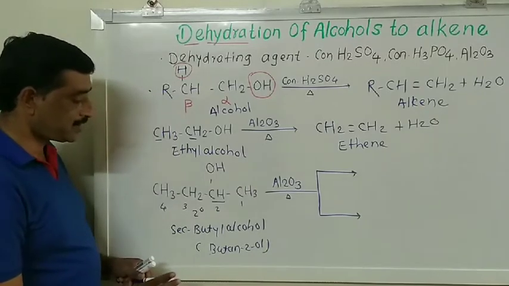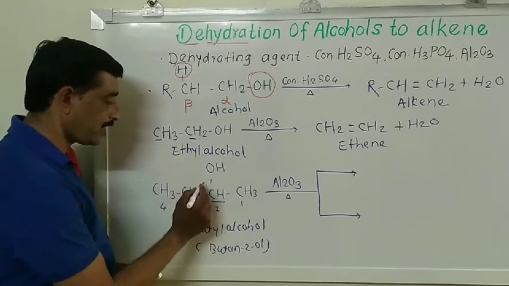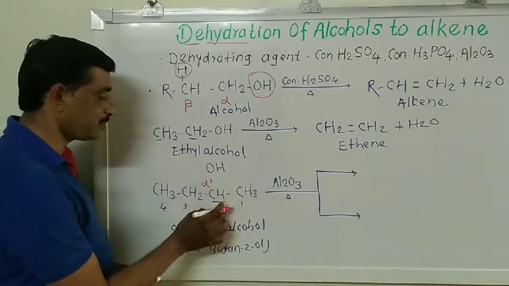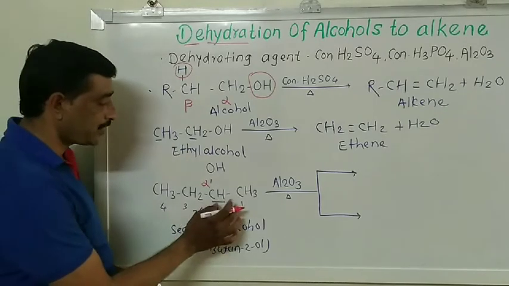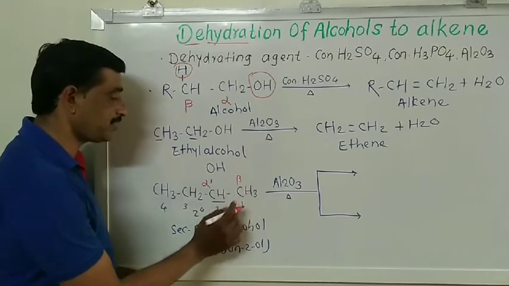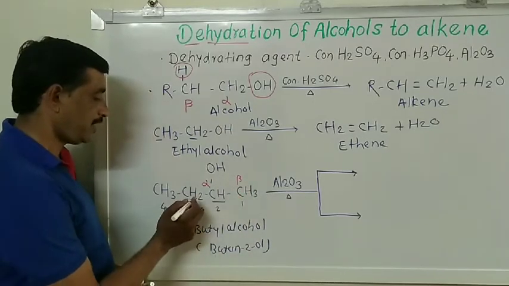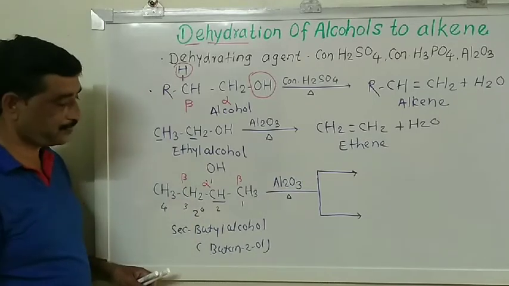So when you consider this secondary butyl alcohol, it contains a carbon atom attached to the OH group, and this carbon atom is considered as an alpha carbon atom. So there are two beta carbon atoms where beta hydrogens are present. The first one is at carbon number 1, and the second beta hydrogen atoms are available on carbon number 3.